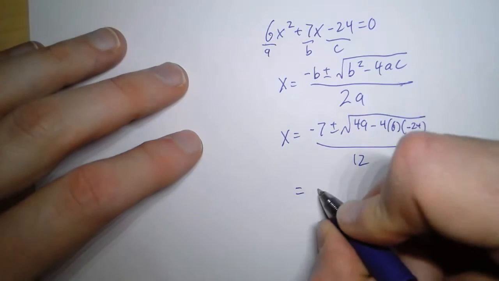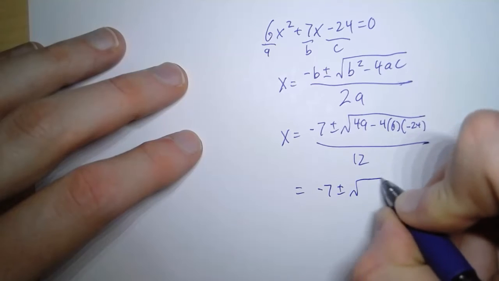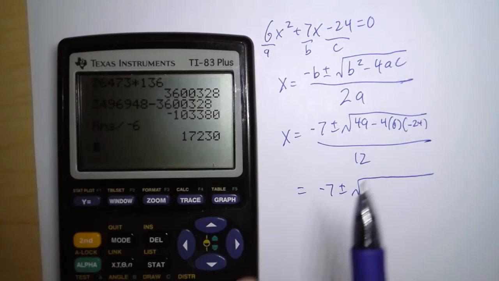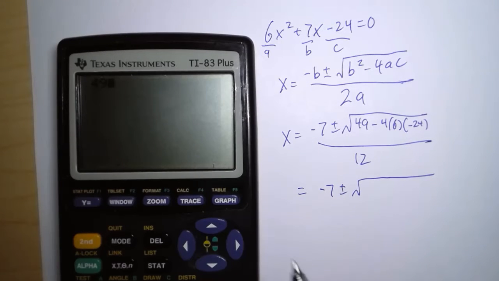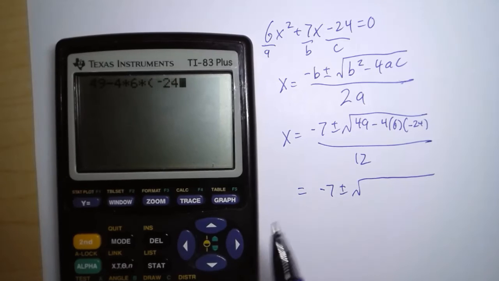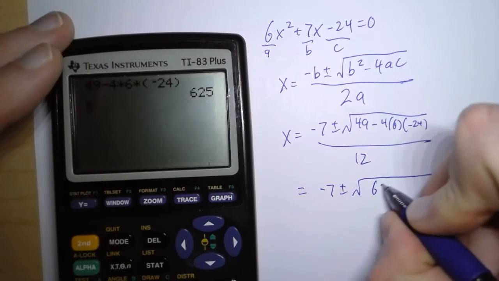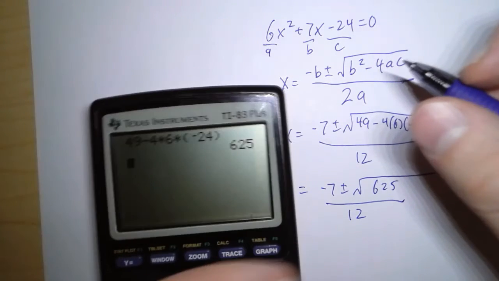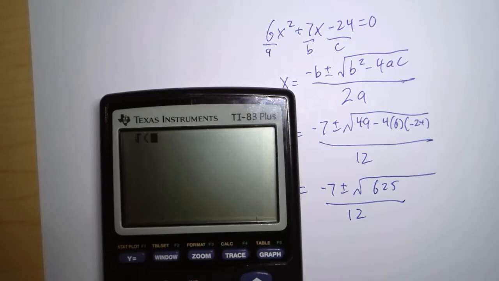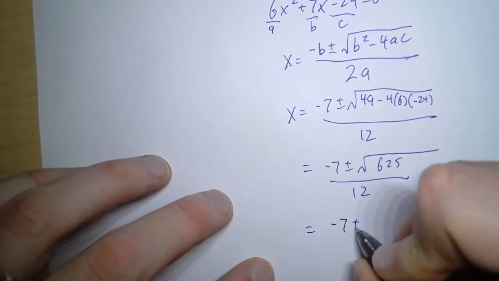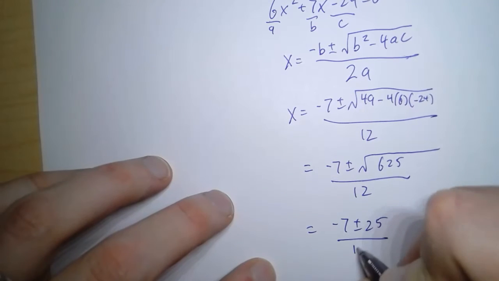So now we take negative 7 plus or minus the square root of, and then I'll compute this quantity on my calculator. We've got 49 minus 4 times 6 times parentheses negative 24. We get 625 all over 12. Now 625, if we take the square root of that, we get 25. So negative 7 plus or minus 25 over 12.